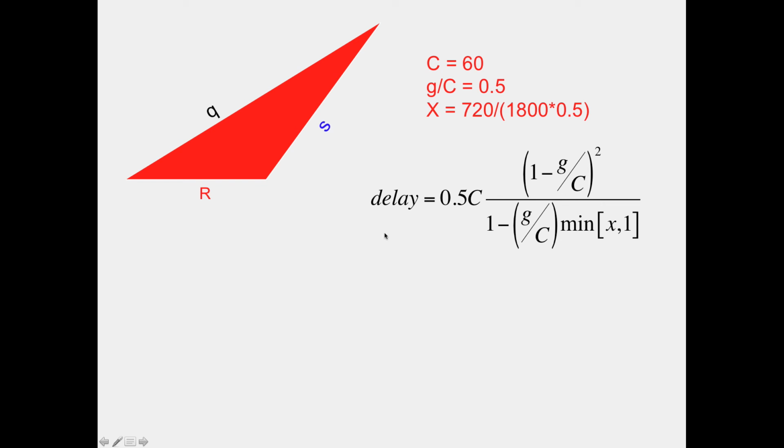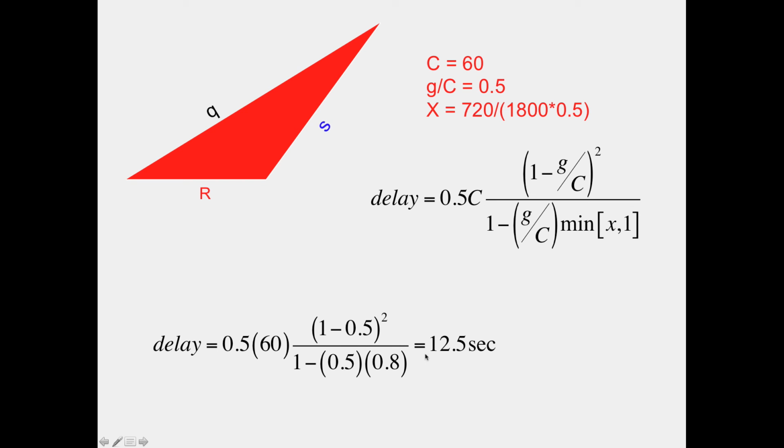That's it. Okay, so this is consistent with the equation that's given for delay, or at least the uniform part of it, in the Highway Capacity Manual. So we have a cycle length of 60, a G over C ratio of 0.5, and the V over C ratio of this, 0.8. So the delay equation in the Highway Capacity Manual for just the uniform portion is this. If we plug in our numbers, we come out with 12.5 seconds, which is consistent, right, with what we saw from the previous discussion.